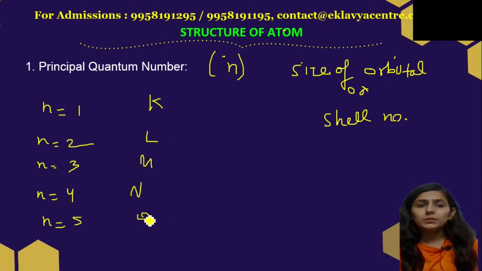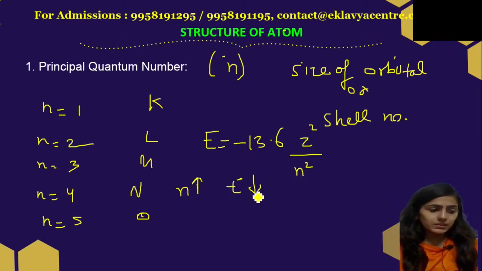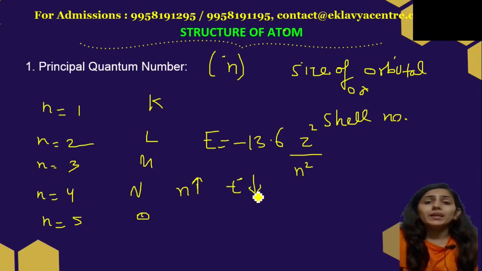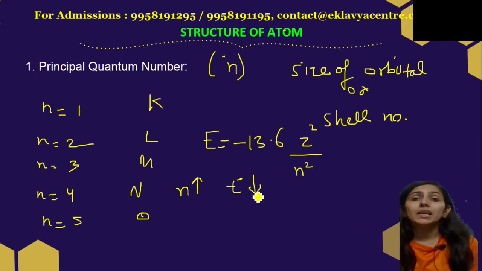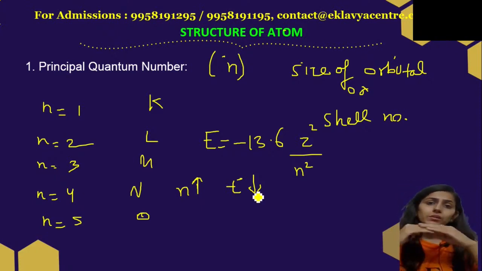You must have studied this in your junior classes also, right? Shell number is based on the value of n. And we also know the energy is minus 13.6 Z square upon n square. So as the value of n increases, the energy decreases. So n tells us about the size of the orbital and the shell number. Clear?